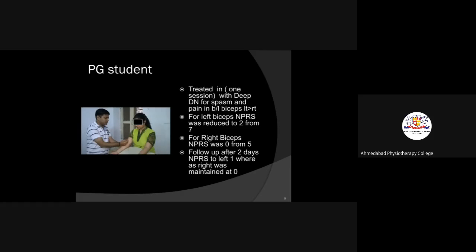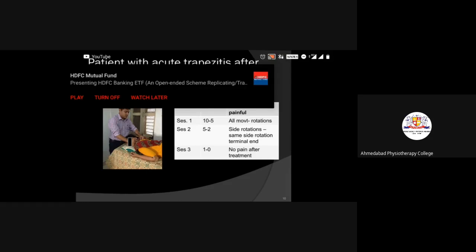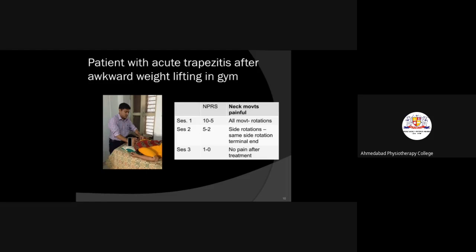This is another case where we see that dry needling for biceps muscle, there is a significant pain relief in the patient. Another patient, here we can see NPRS is going down along with the movements are increasing. There is a significant improvement in the range of motion also. So we can say that dry needling works phenomenally good on the pain, but at the same time it works very good on the movement restrictions also.